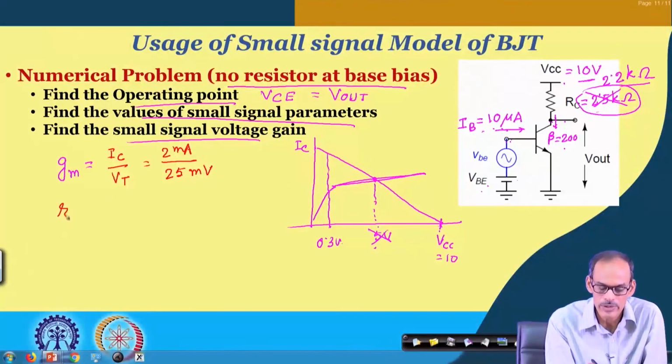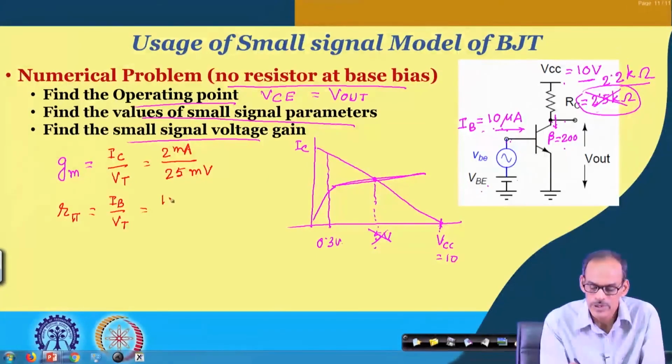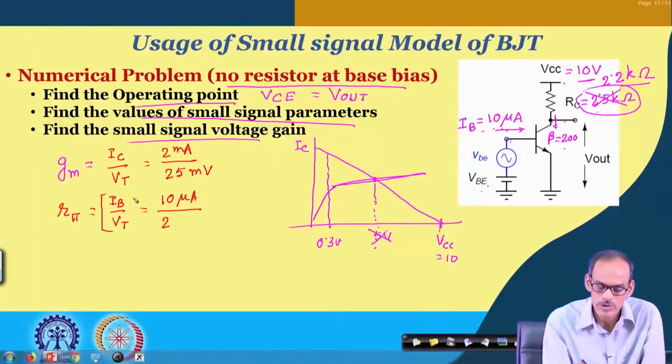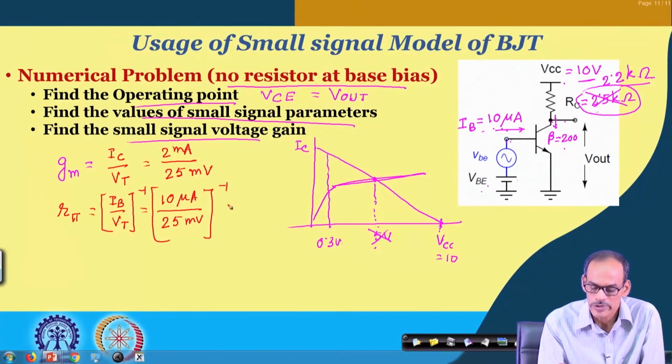Still you can write R pi equals to VT divided by IB. So, this is the reciprocal of that: 25 millivolt divided by 10 microampere. So, that gives us 2.5 kilo ohm.